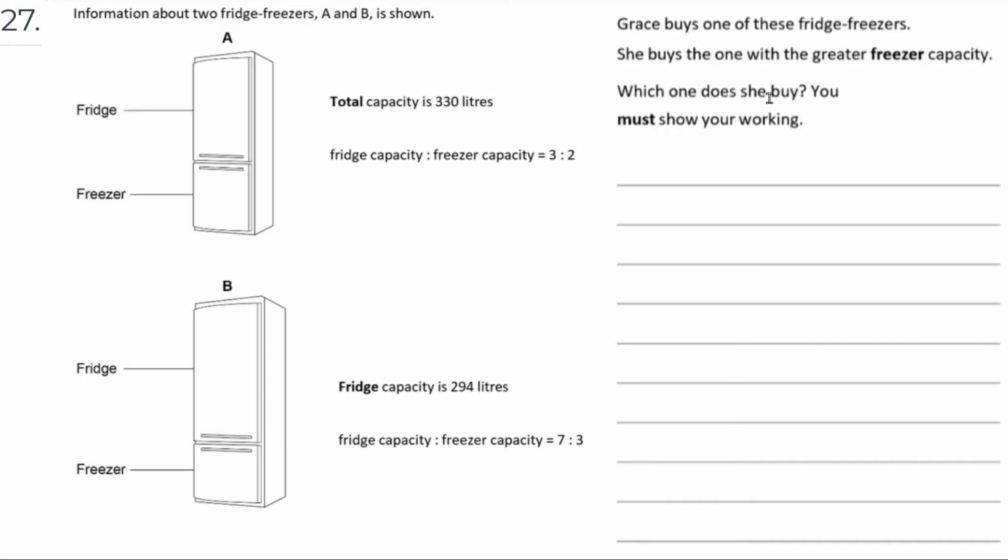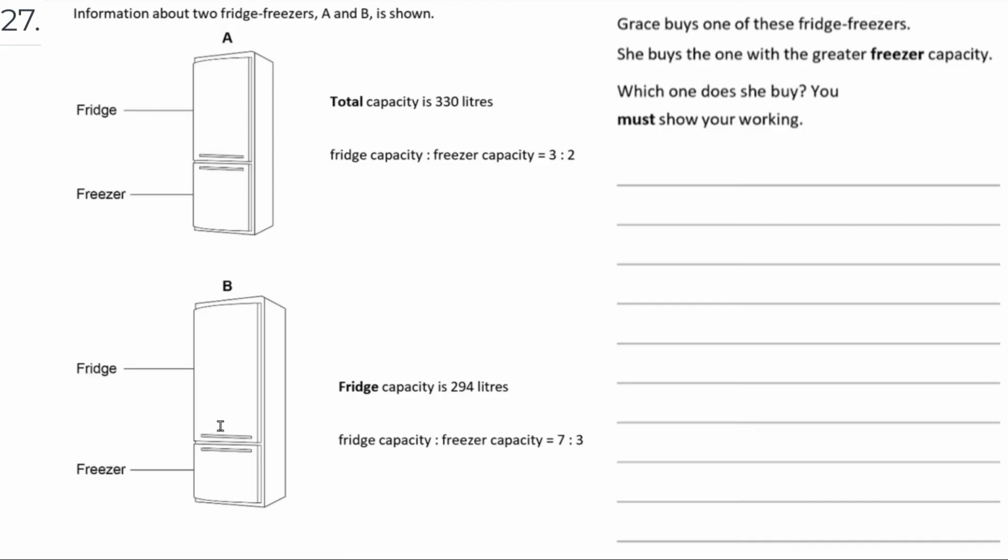You can see the freezer capacity looks slightly smaller compared to its rival over there. Grace buys one of these fridge freezers. She buys one with the greater freezer capacity. Which one does she buy? You must show your working. Is this one, which is deceptively not drawn to scale, bigger? Oh no, it's the other way around. So which one of these is going to have the highest freezing capacity?